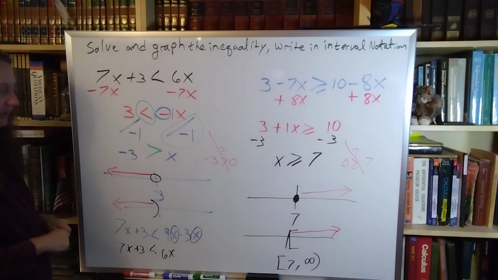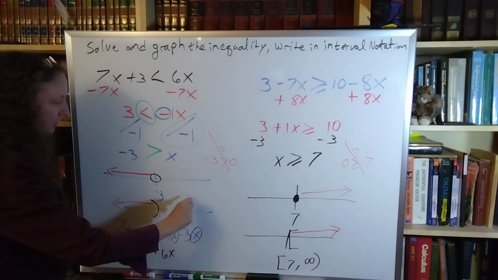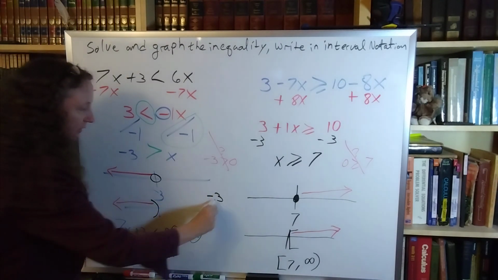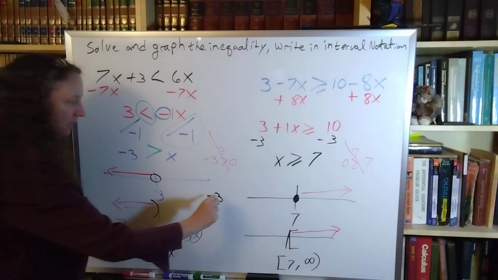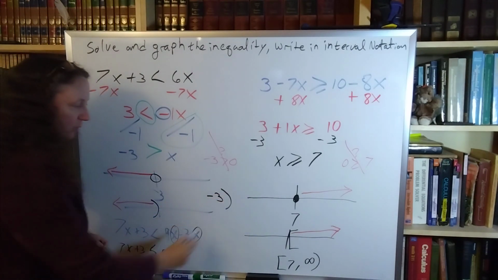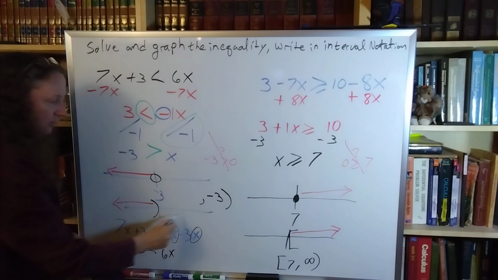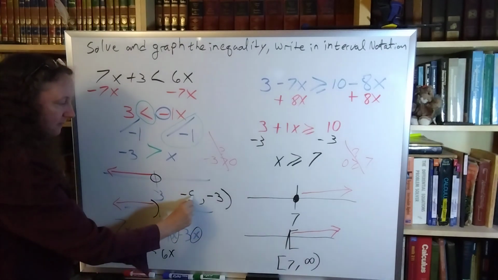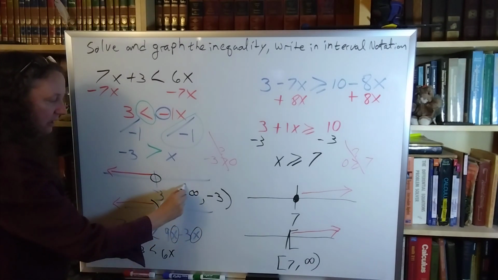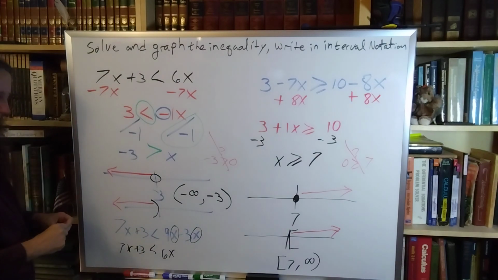And now I have to write it in interval notation. So this is going to be, the -3 is the largest thing it could be, and it doesn't actually equal that, so I get the round parentheses. The smallest thing it can be is -infinity, and infinity always gets the parentheses.